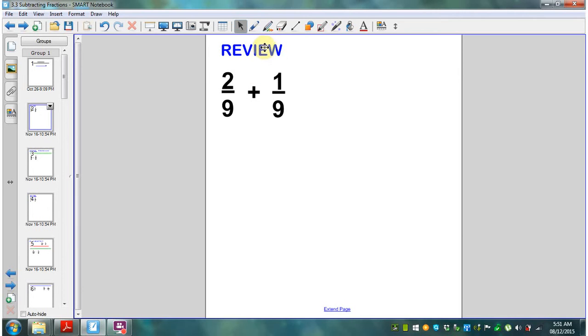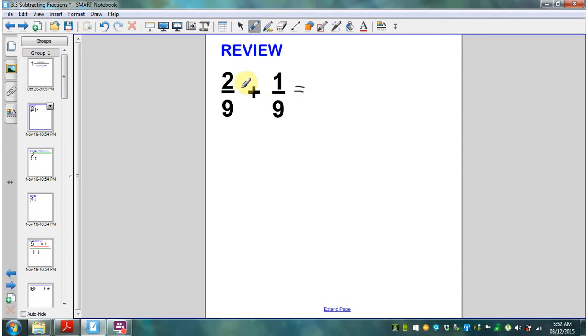Okay, so quick little review. When we're adding fractions, we have to check and make sure we have a common denominator. And once we have a common denominator, we can add our numerators. So no need to write this down, just follow along. Here we have 2 over 9 plus 1 over 9. 9 is common on the bottom, so we're good to add.